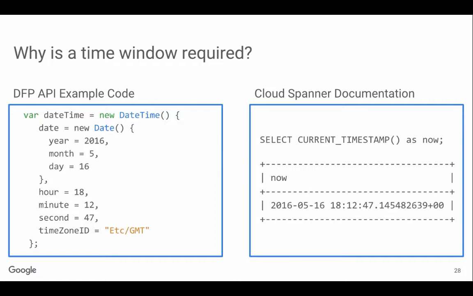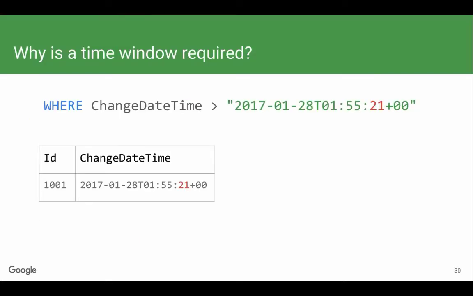But you'll also notice that the database has a fractional second representation, whereas our API doesn't. So the database has a much more granular view of time than is exposed in the API's DateTime object. Why is this important? Why am I bringing that up? It's because you might get weird behavior if you didn't have a time window. So let's take a look at this.